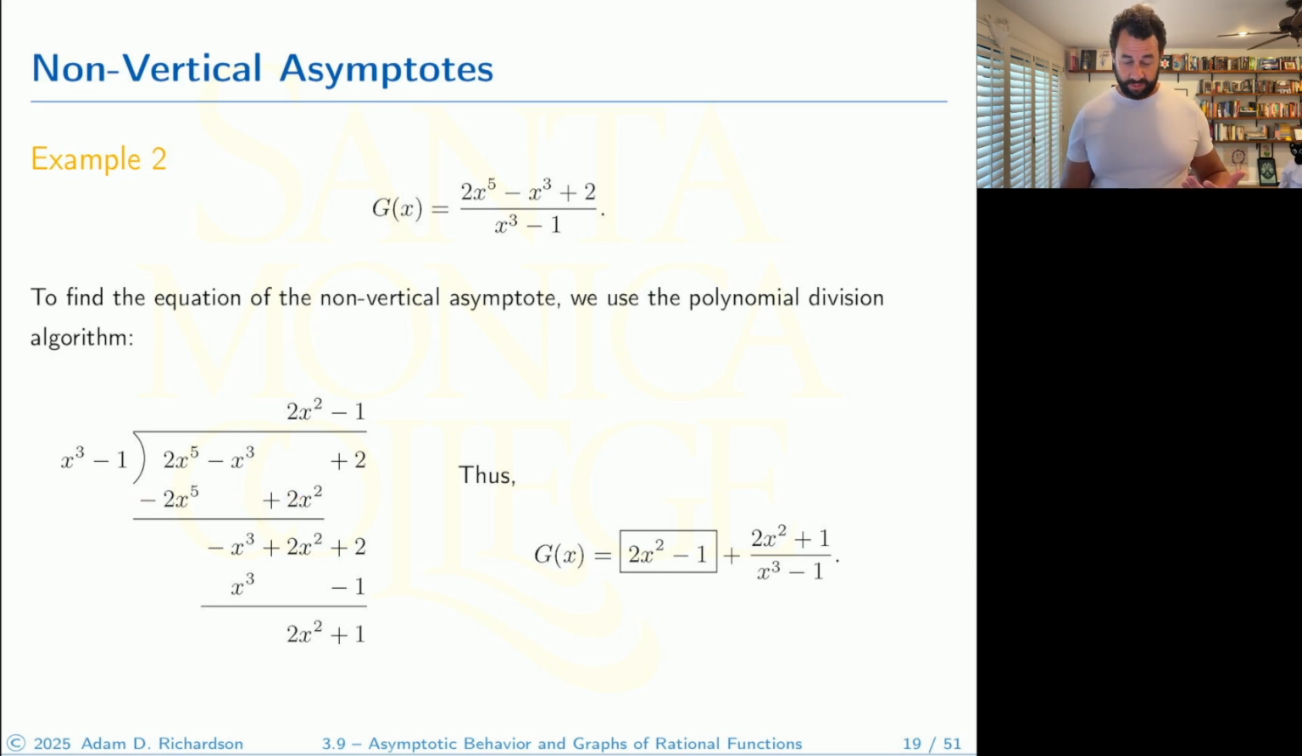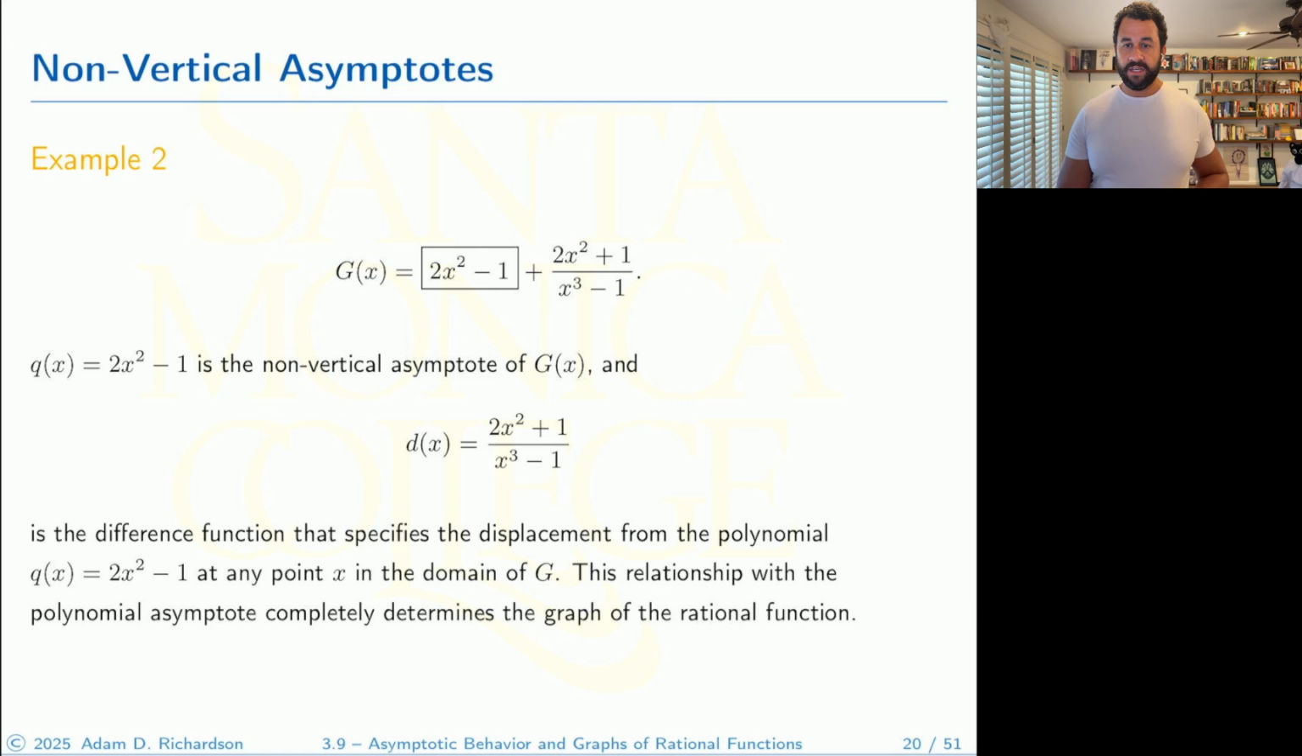Now, when you do that, remember, you keep going until the degree of this result is strictly less than the degree of the divisor, which it is right here. Now, after having done that, we can rewrite g of x as this polynomial plus this difference function. This is that fractional part, right? And again, these are equal. This is just writing it in this maybe expanded form, right?